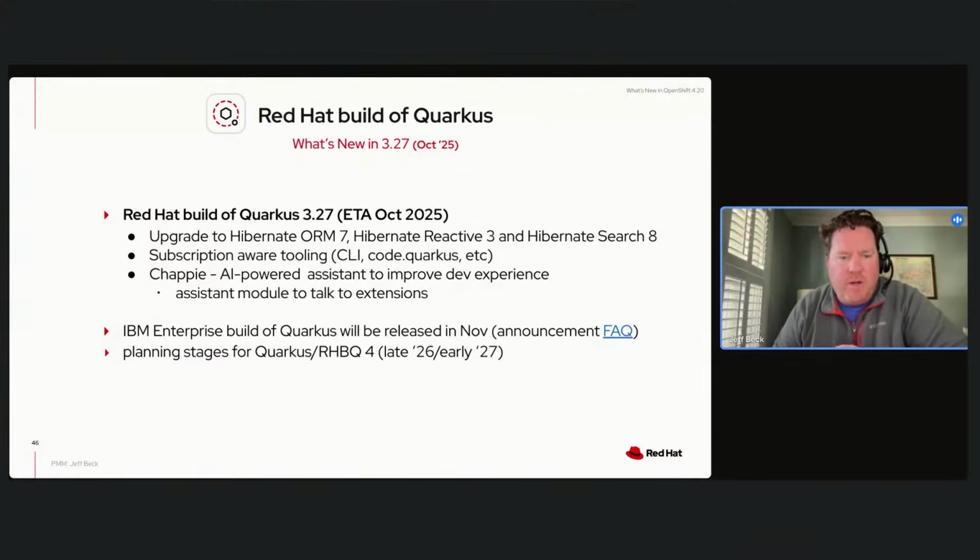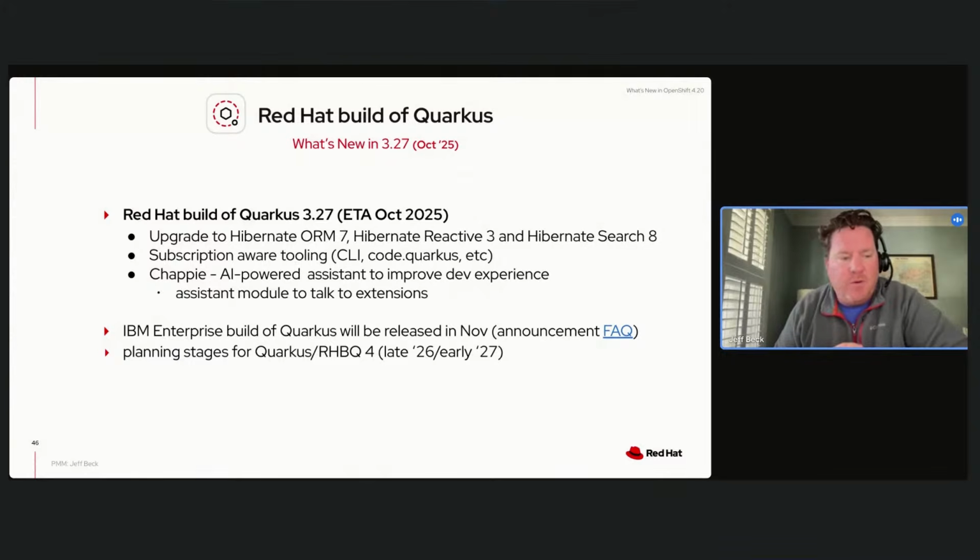I wanted to make you aware also of a couple other things. IBM announced at their Tech Exchange a couple weeks ago its intent to create an enterprise-grade distribution of Quarkus. So this will be the first time another organization has created a downstream distribution. This release, while announced in early October, will be released in November next month.